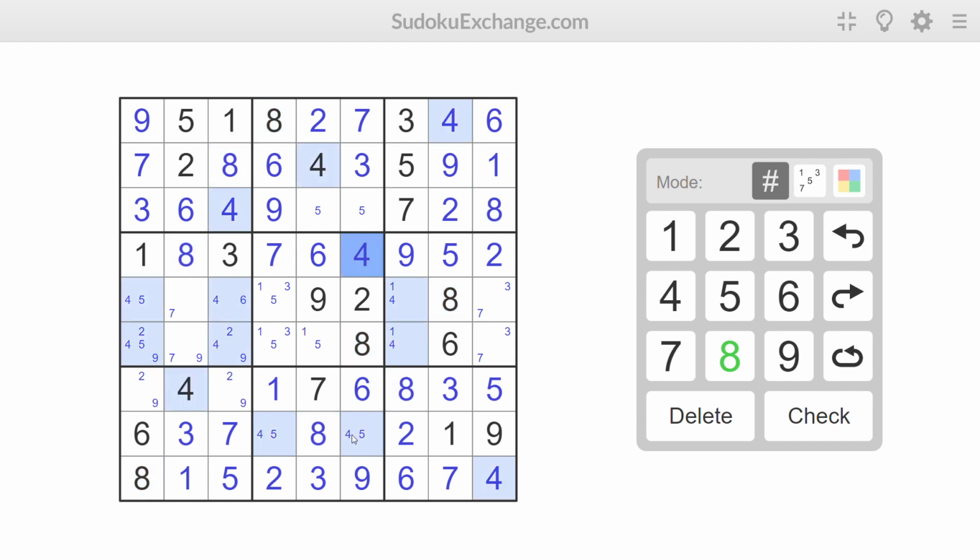4 in this column, we can't have a 4 here. Let's put a 5 here and a 4 here. 4 in this column, let's eliminate these two 4s from this column.